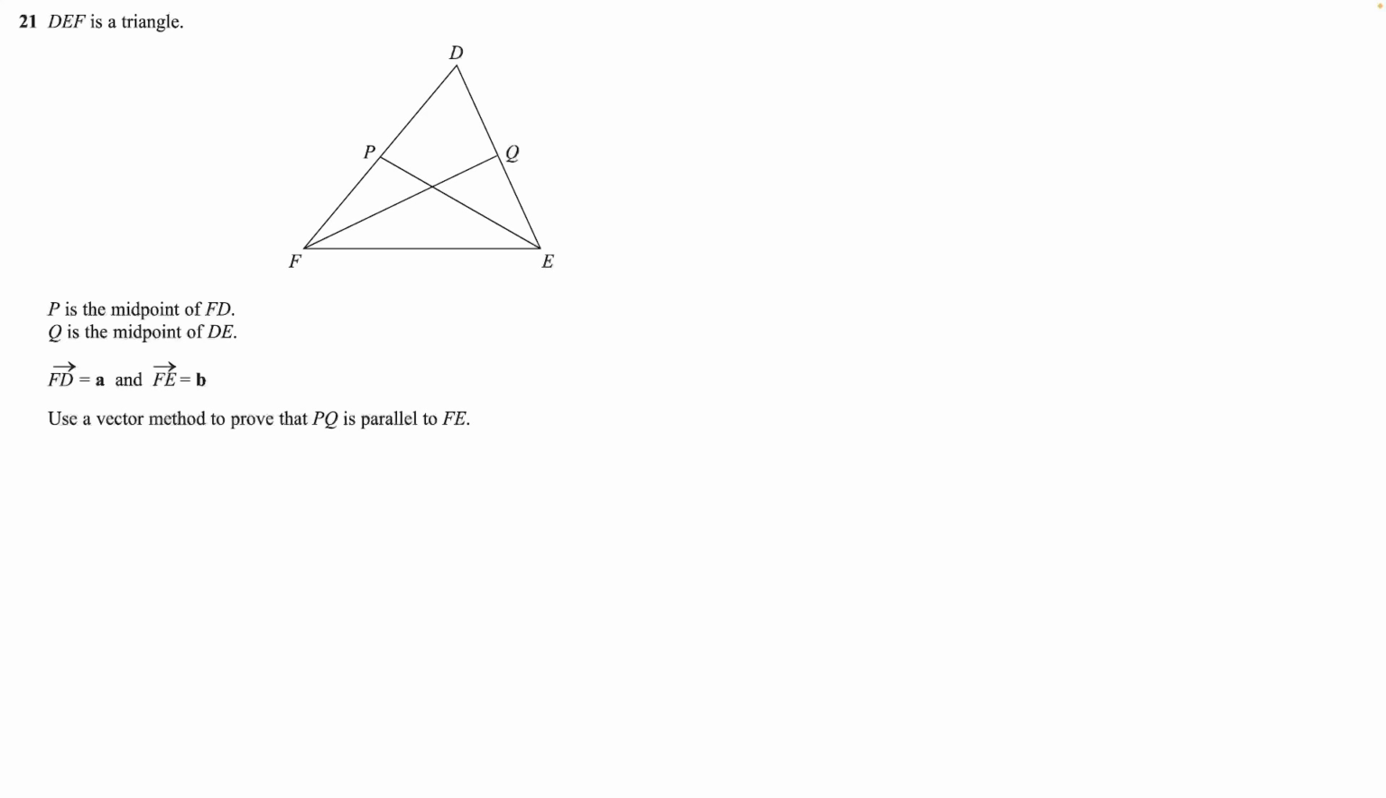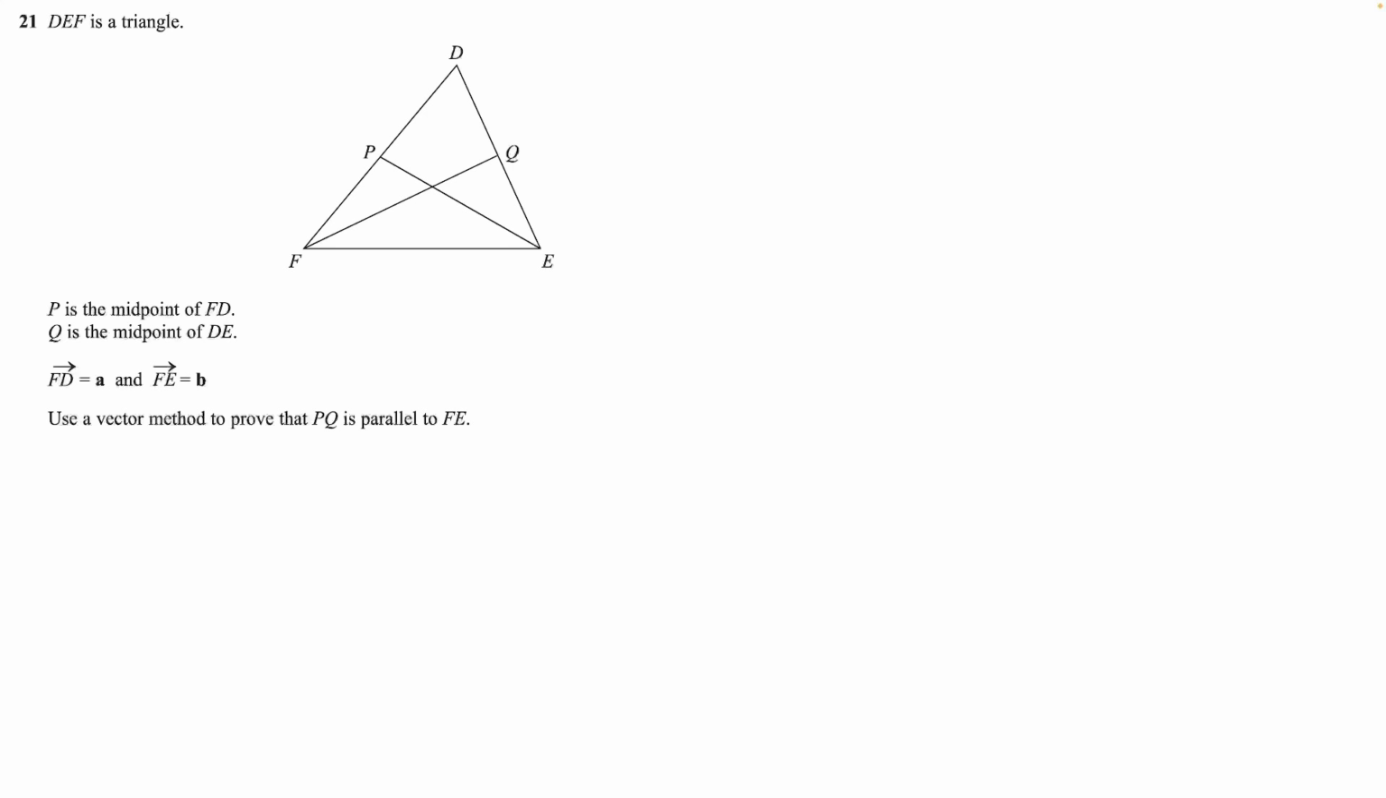So we're given a triangle, we're given that P is the midpoint of this line, Q is the midpoint of this line. We're given that f to d is equal to a and f to e is equal to b. Use a vector method to prove that p to q is parallel to fe.